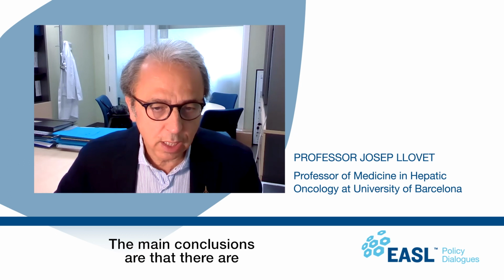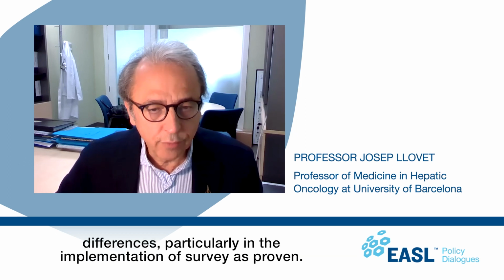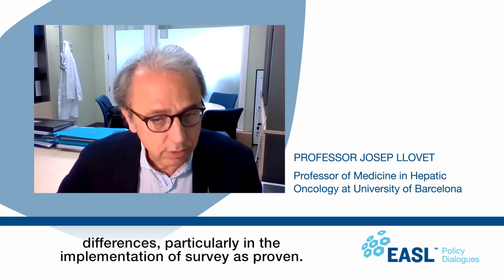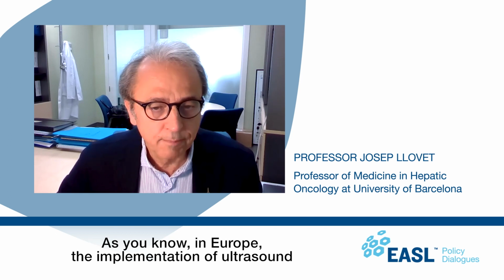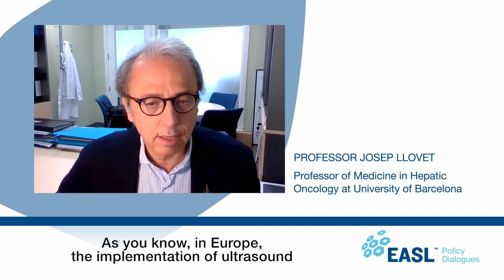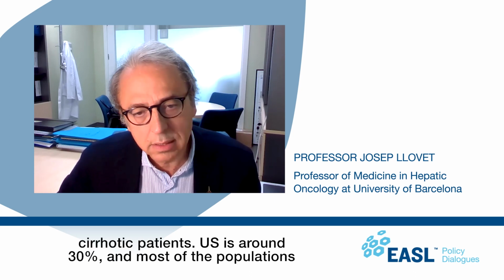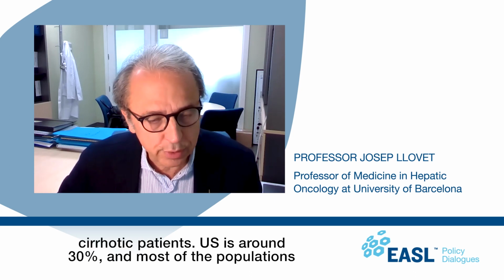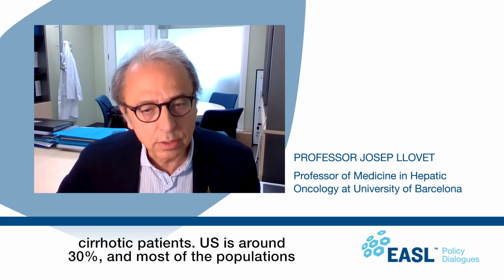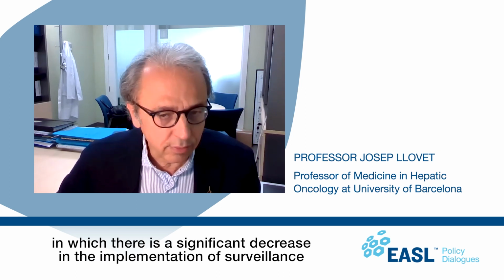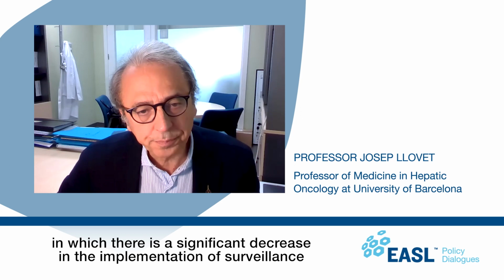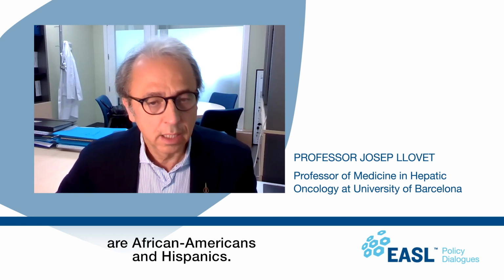The main conclusions are that there are differences, particularly in the implementation of surveillance programs. As you know, in Europe, implementation of ultrasound and AFP is around 70% of the target population, cirrhotic patients. In the US it is around 30%, and most of the populations in which there is a significant decrease in the implementation of surveillance are African Americans and Hispanics.